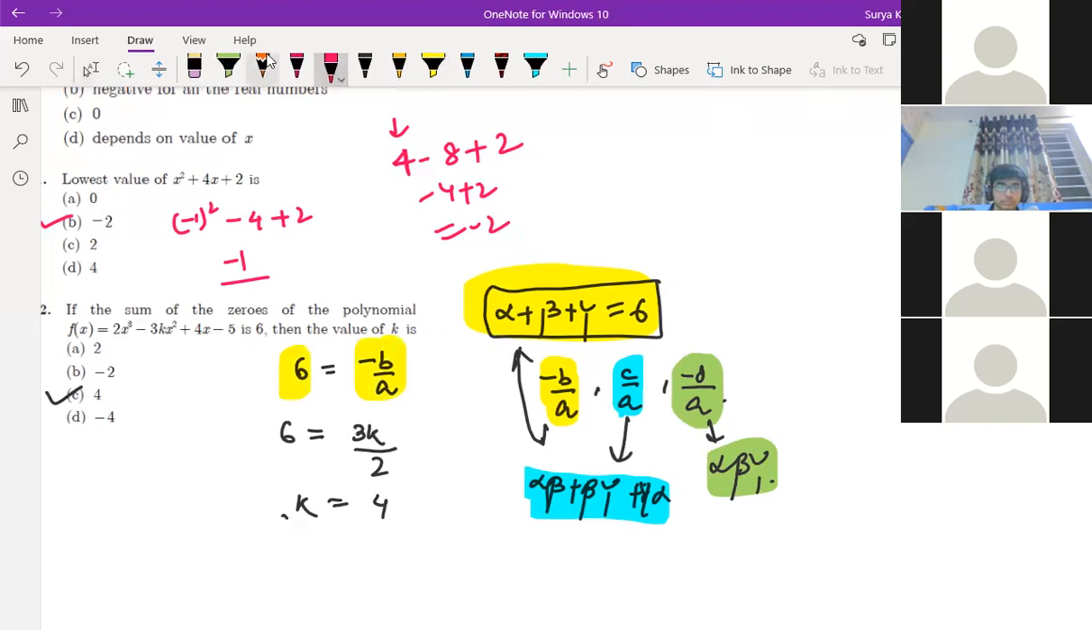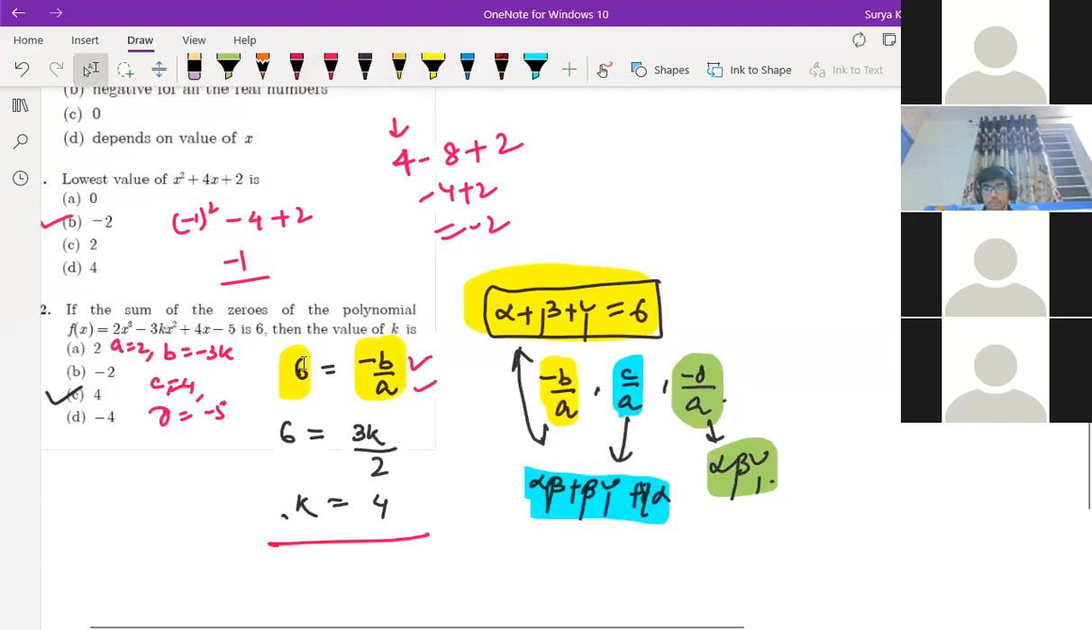And then you put the value of a, b, c, d. So here, see, A is 2. B is minus 3k. C is 4 and D is equal to minus 5. So put the value of B and A and get the answer. It's clear. Yes.